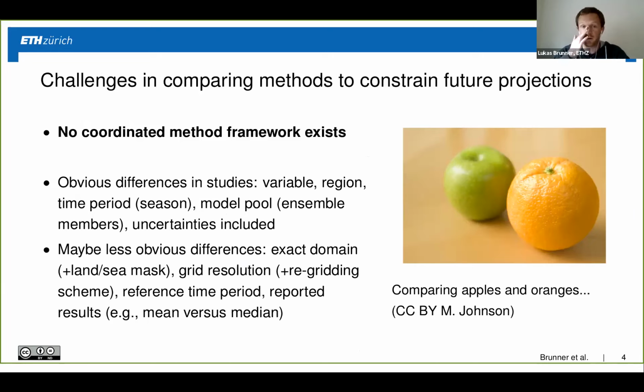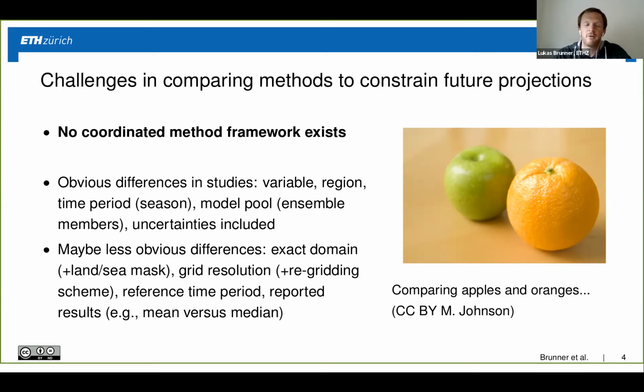One study might focus only on forced changes, another one might only focus on internal variability, using a large ensemble of a single climate model. But there are also less obvious differences. Even if two studies focus on the same variable, same general region, and same time period, they might differ in the exact domain they use. One study might use a standard region, the other some slightly different region. This might hinder a direct comparison.